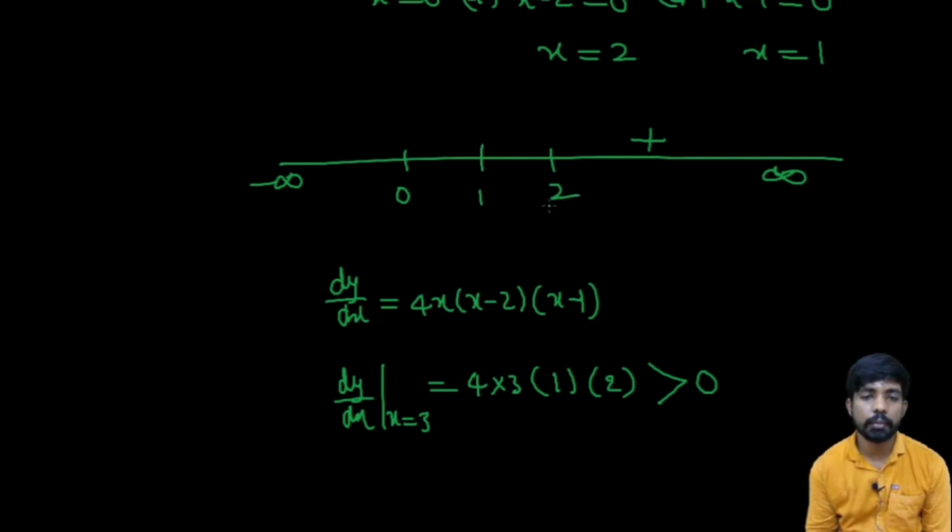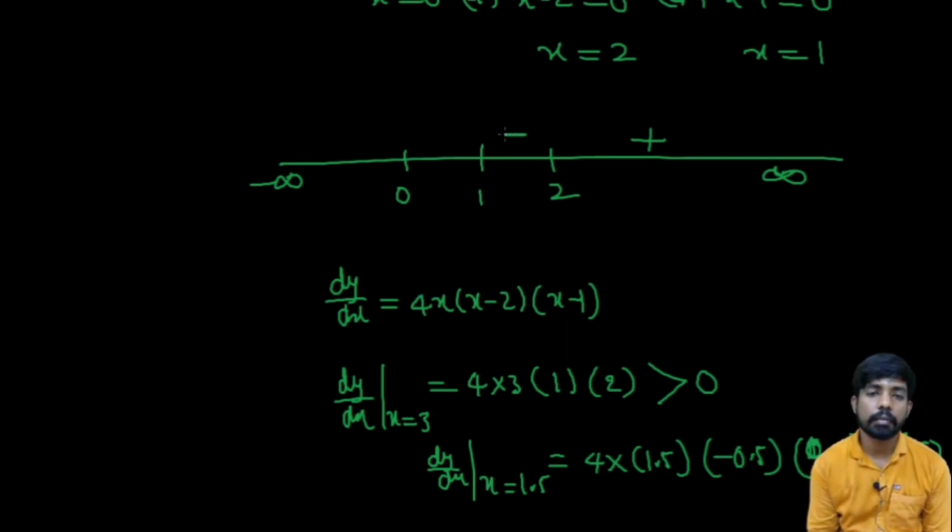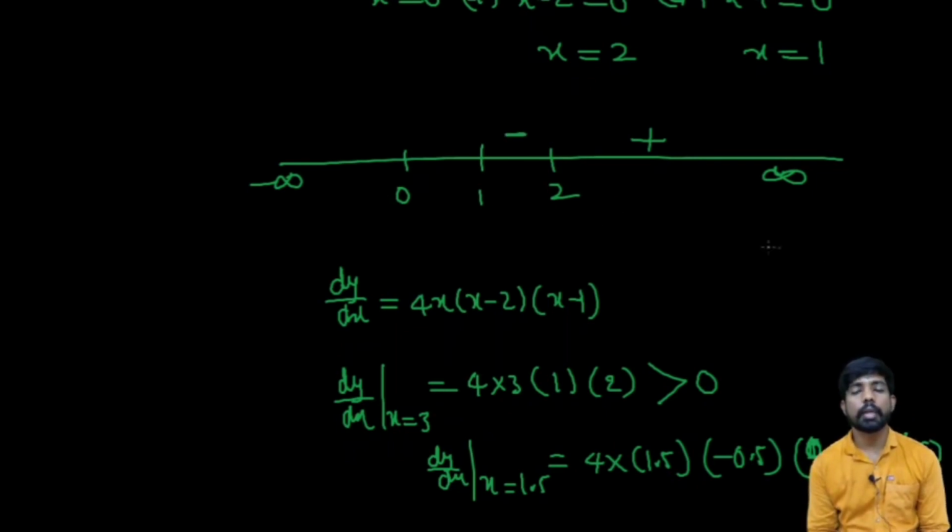Next, 1 to 2, consider any number, let us say 1.5. dy by dx at x equals 1.5. Then this is 4 into 1.5 into 1.5 minus 2 is minus 0.5, and 1.5 minus 1 is 0.5. This is plus, this is minus. Overall is less than 0. This is negative.